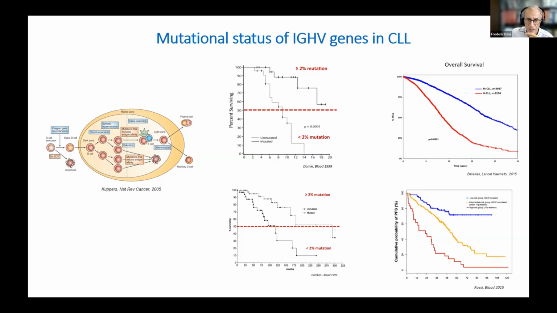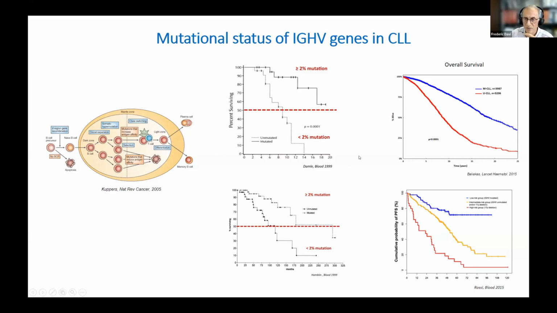For those who are not familiar, in this disease, which is a proliferation of mature B cells, it was noted for a long time that cells could have either unmutated or mutated IGHV genes. So with the possibility that there were two different diseases. And in 1999, two papers showed that the load of somatic mutation in the IGHV genes had a dramatic impact on the clinical evolution. So with a threshold at 2%, which is still the one which is used, when cells carry less than 2% mutation, it's a much more aggressive disease.